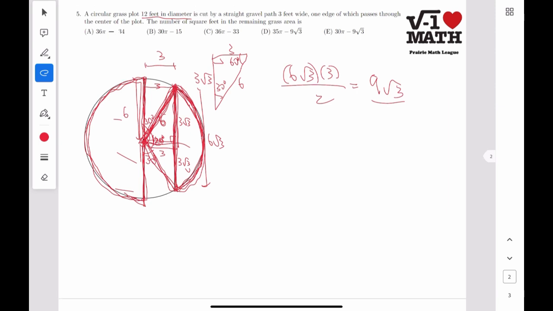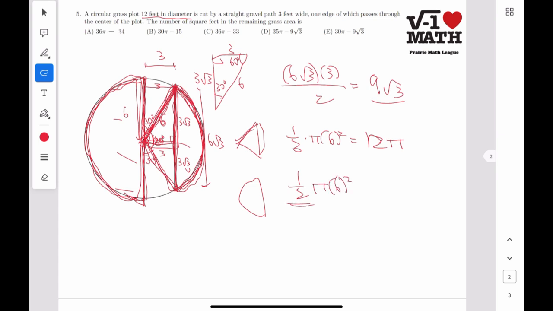The area of the entire sector here, which is 1/3 of the area of the circle, is going to be 1/3 times pi times 6 squared, which is equal to 12 pi. And the area of this semicircle here is going to be 1/2 pi 6 squared. Here we're using 1/2 because this is half the circle. We get 18 pi and 12 pi.